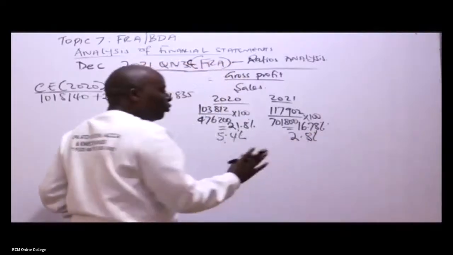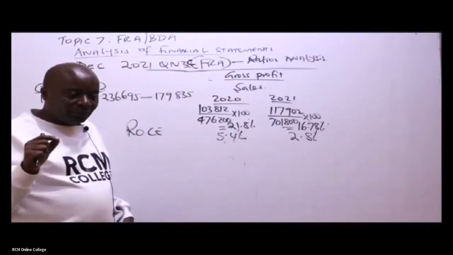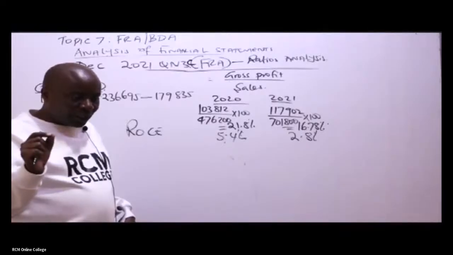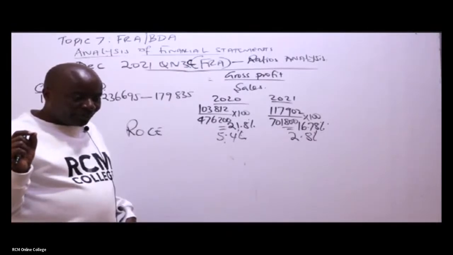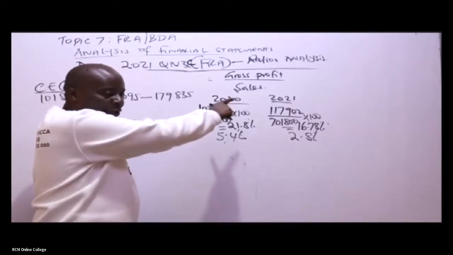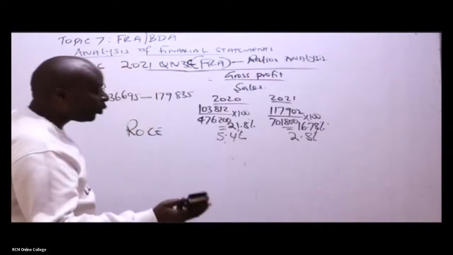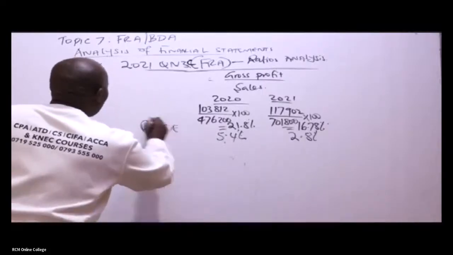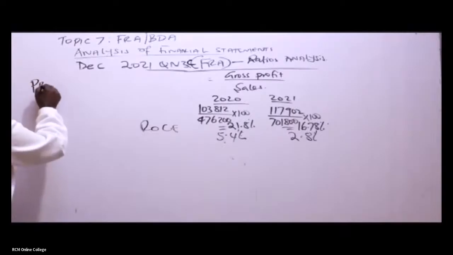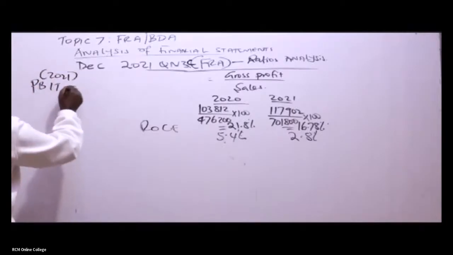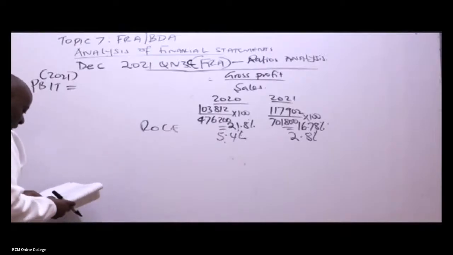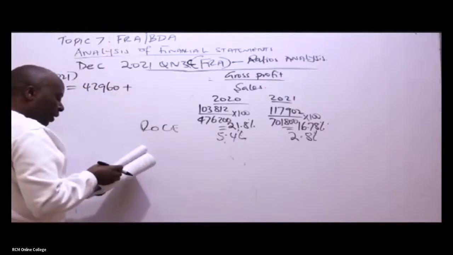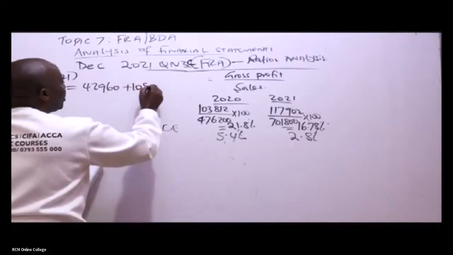Are we comfortable, all of us, with the 2 figures, or would you want Mwalimu to do one of them? Those figures are correct. Good. Felisa says good. Do one. So I do 2021, right? Okay, let me do 2021 pretty fast then. ROCE for 2021. First of all, give me the PBIT for 2021. They have given me profit before tax for 2021, 42,960. But now we add back interest, which is 10,800. So are you able to give me this answer?